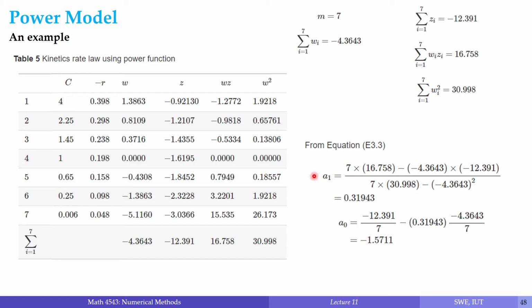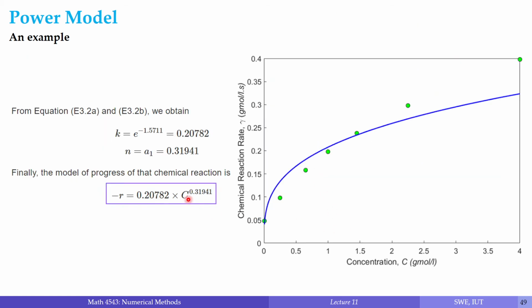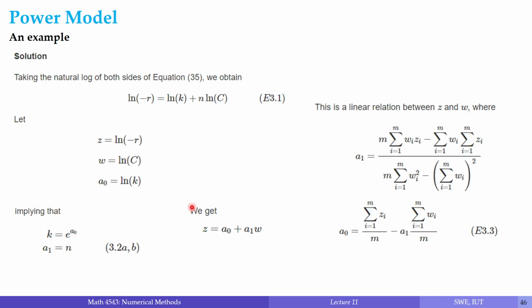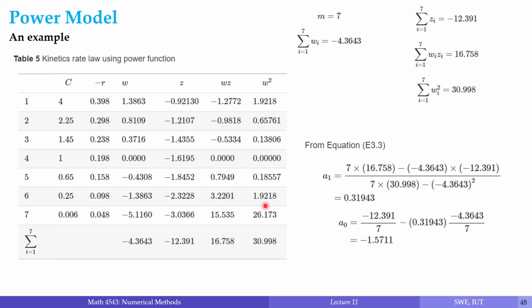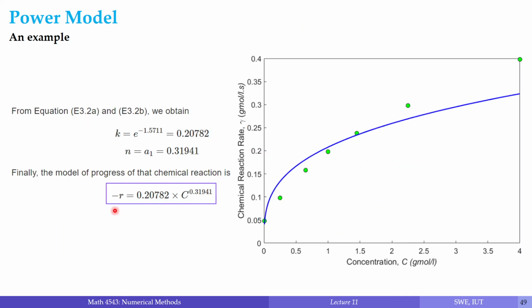Now that we have found the values of a0 and a1, we can simply perform e to the power minus 1.57. We get the value of the rate constant k as 0.207, and the order of the reaction n is the same as a1, which is 0.319. After we have found n and k, we plug them into the original rate law expression, minus r equals k times c to the power n, and we get minus r equals 0.207 times c to the power 0.319 something.